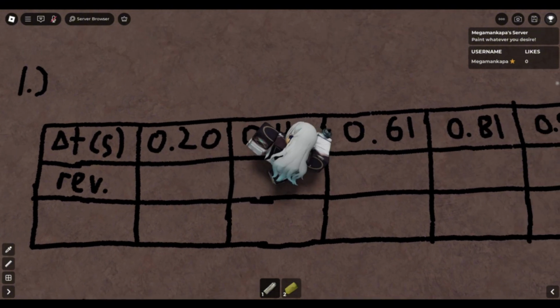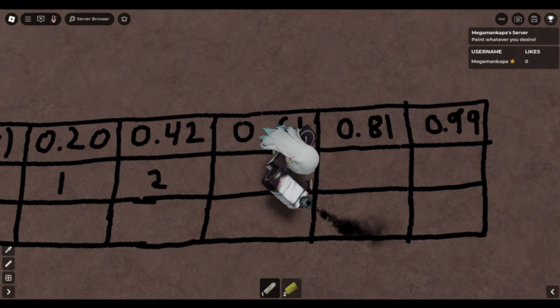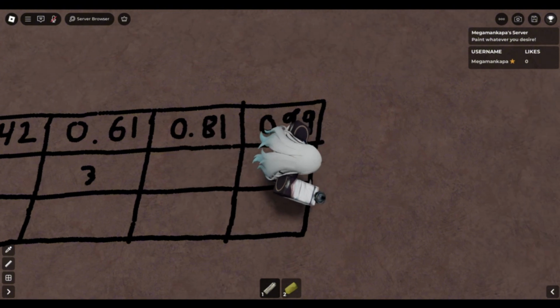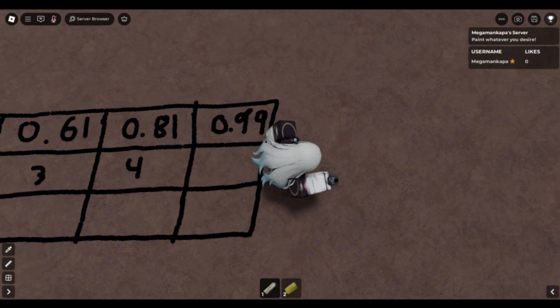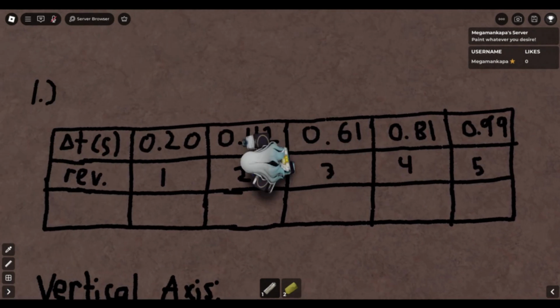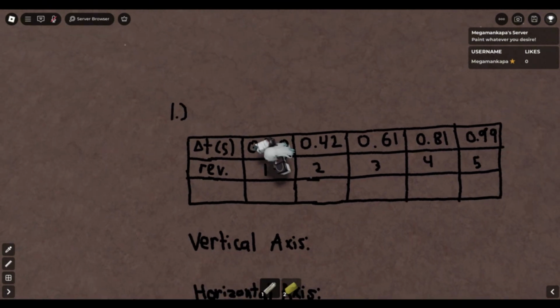We know after 1 revolution, 0.2 seconds have elapsed. 2 revolutions, 0.42 seconds have elapsed. 3 revolutions, 0.61 seconds have elapsed. 4 revolutions, 0.81 seconds have elapsed. And 5 revolutions, 0.99 seconds have elapsed. So, that's what we know.